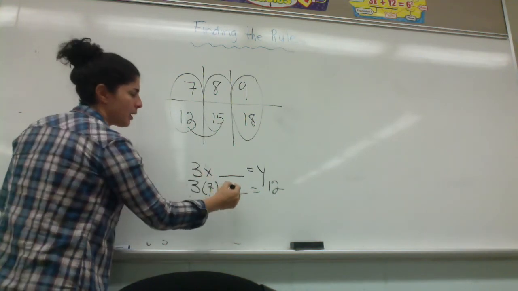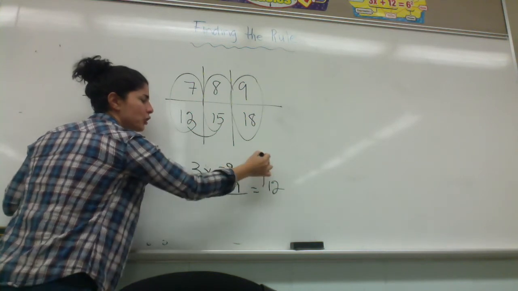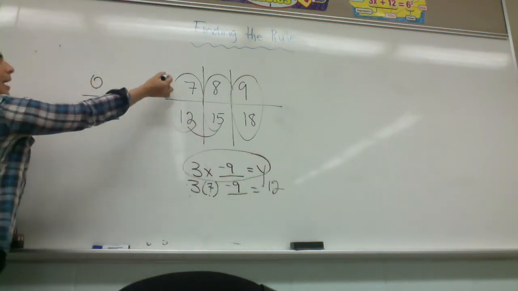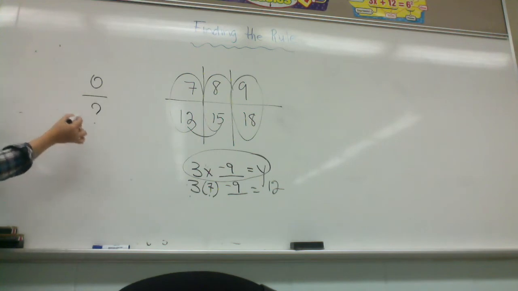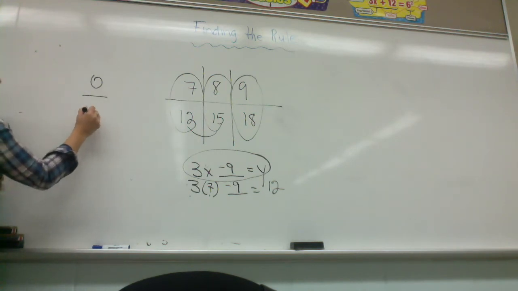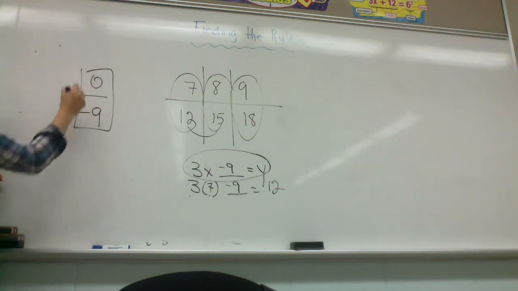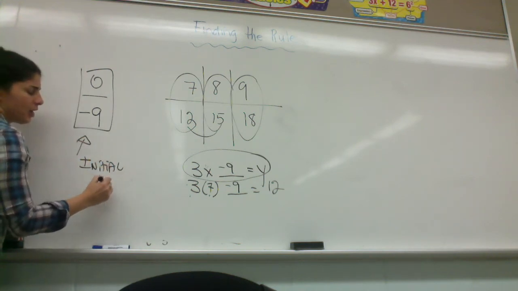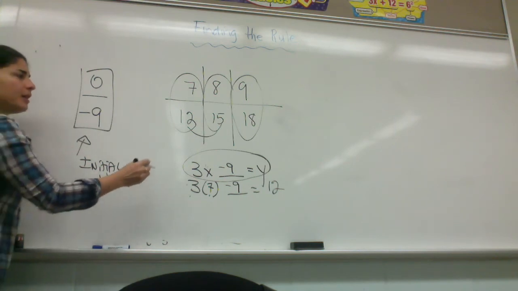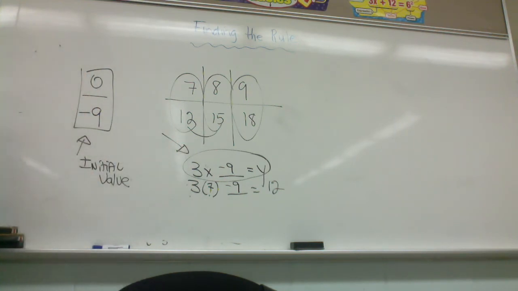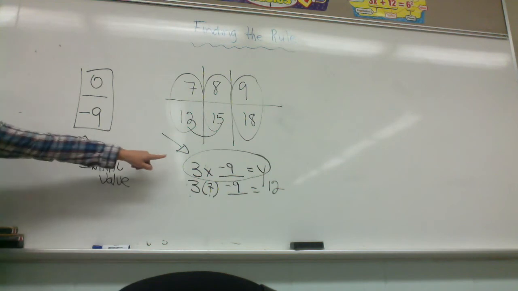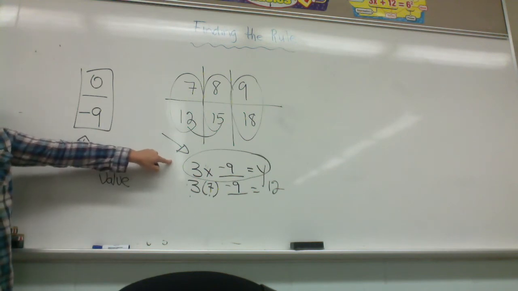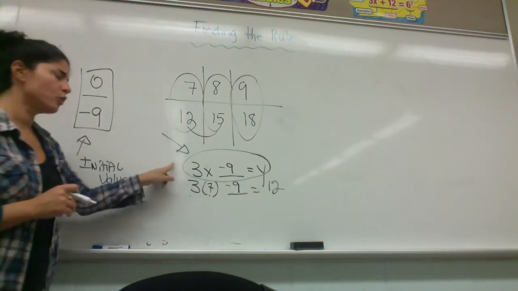Minus 9. That means that my initial value, if I would have gone back, would have been minus 9 here. This would have been my initial value, which I did not go in that direction to find it. I used that little trick. Final answer is 3x minus 9 equals y. This is the general rule.